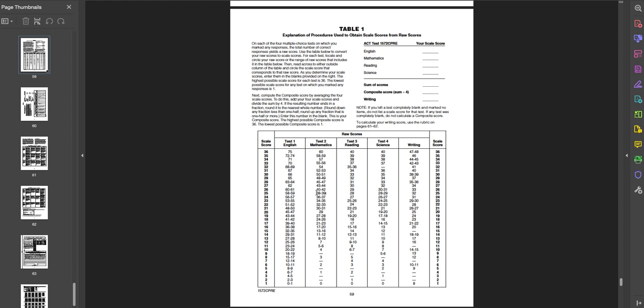So just to give you a general idea, that's how you score your test. When we do the science one, we'll do the same thing. We'll take all 40 of the science questions, and then we'll use this to figure out what our raw score is going to be. So that is how you grade your ACT score.